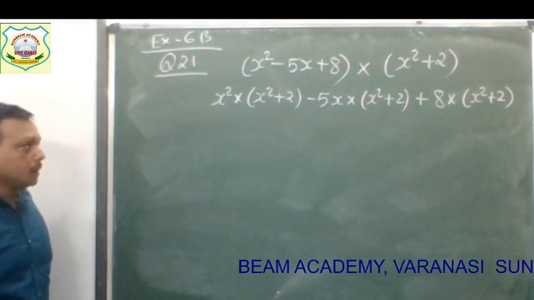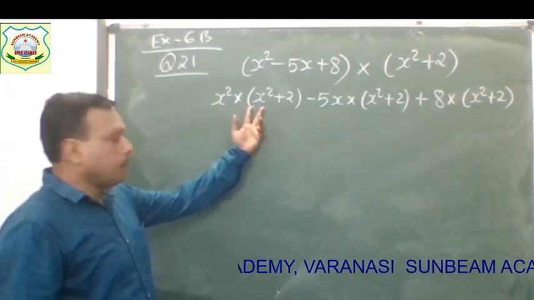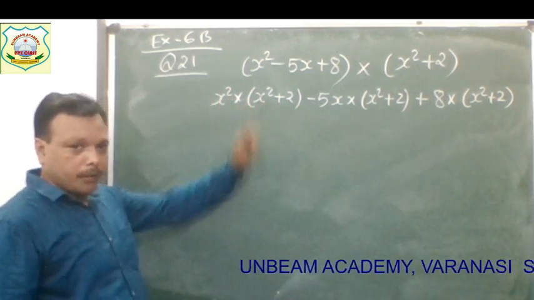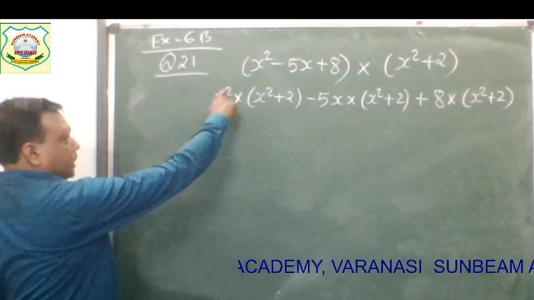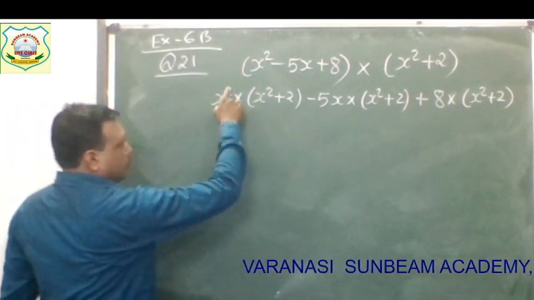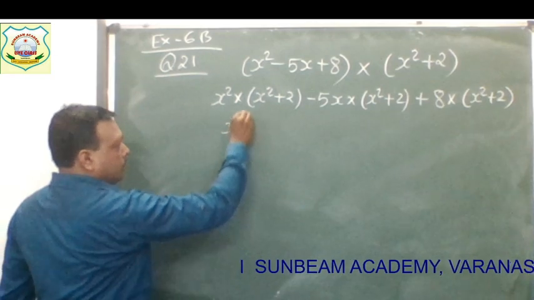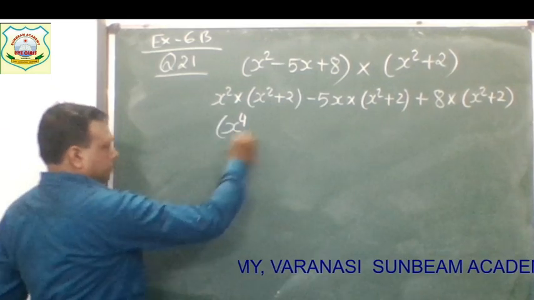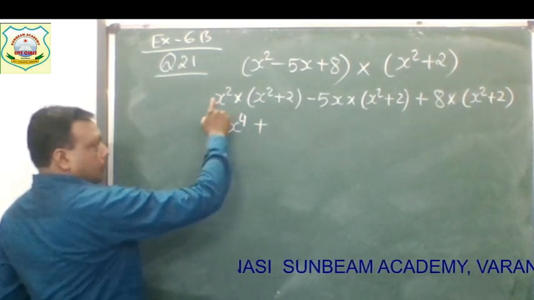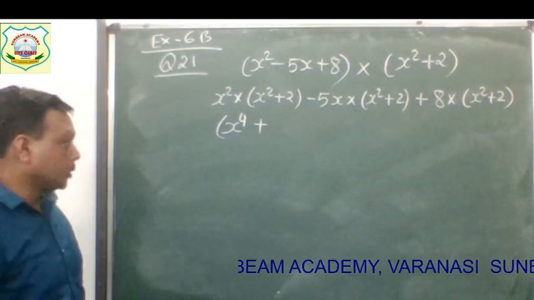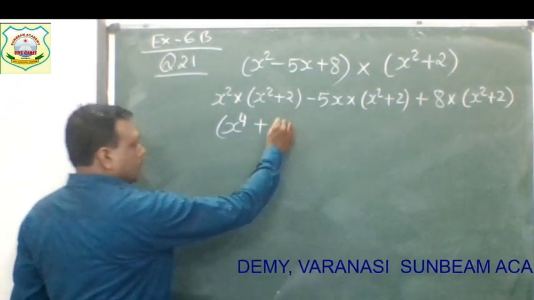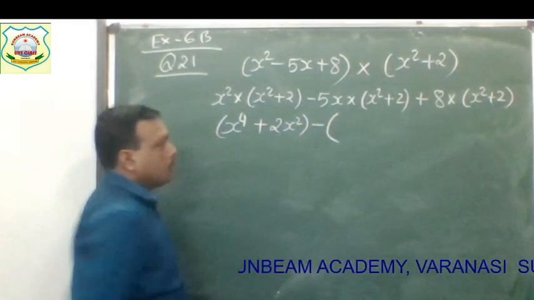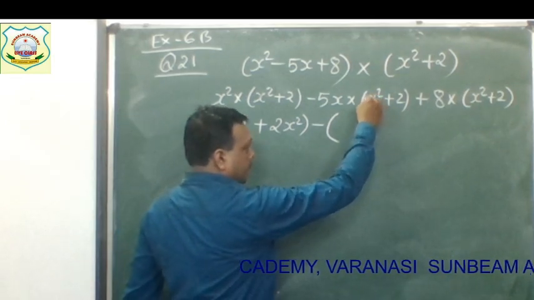Students, you can see here x square multiply x square. Power 2 is here and power 2 also here, the same variable. So if the variable is the same, then its exponents will be added. So 2 plus 2, that is 4. X square into x square is x power 4. Plus 2 into x square, that is 2x square. Minus, now bracket 5. There is no numeric value, we can write here 1.